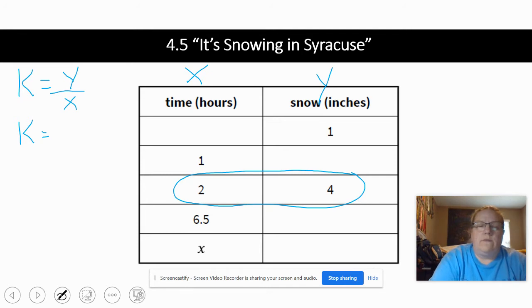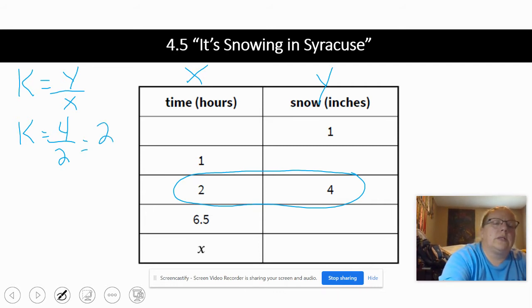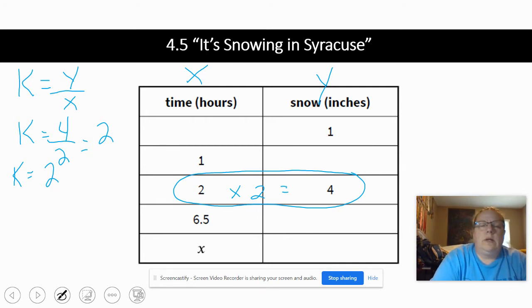And so 4 is our Y value over 2. I'm going to go ahead and simplify that, and 4 divided by 2 is 2. And so K is 2. So that means 2 times 2 gave me my 4. So let's go ahead and fill out some of these known values that we can do real quick, because that is our constant. Our constant can be used for every row to complete the columns.